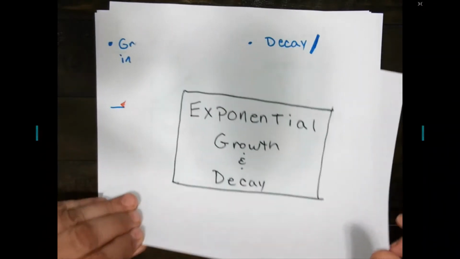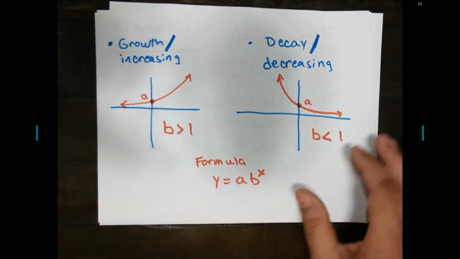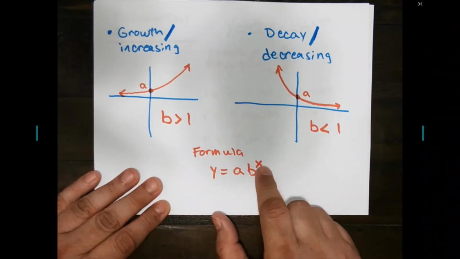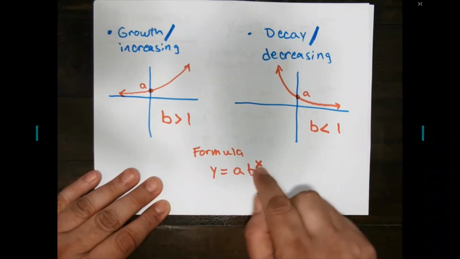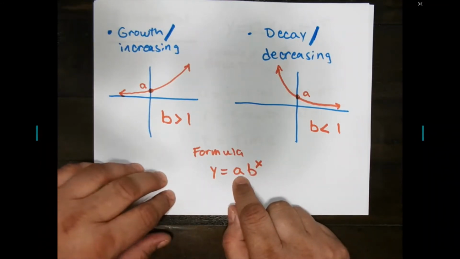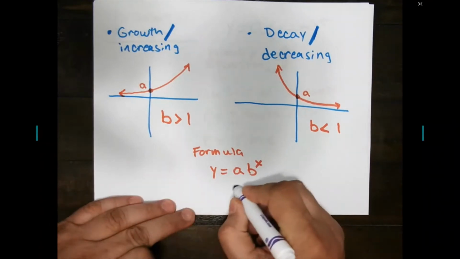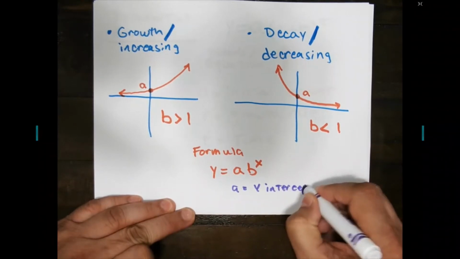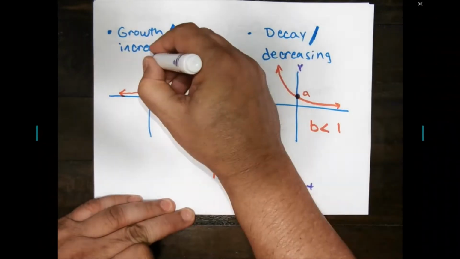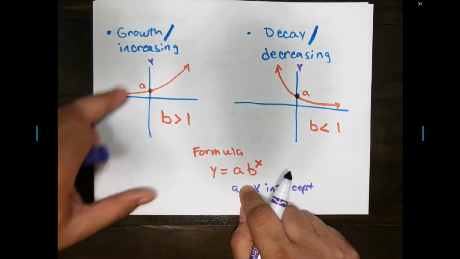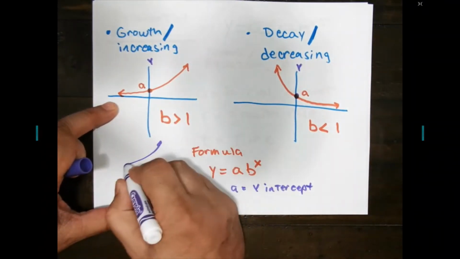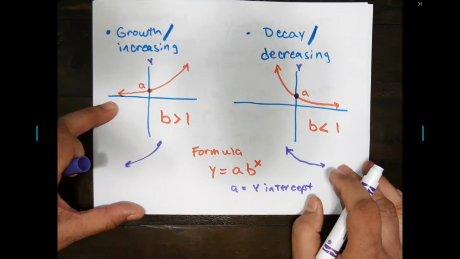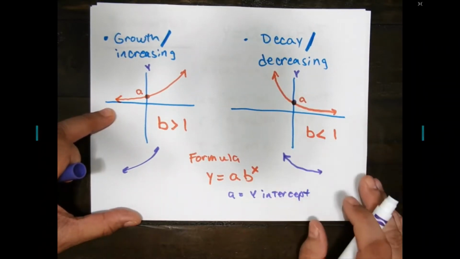If you recall from a previous video, we talked about basic exponential functions and our formulas, and they looked like this: y equals ab raised to the x power. And we knew that a was the initial value, or in this case, the y-intercept. Here's the y-axis. And if b was greater than 1, we knew the function was increasing. If b was less than 1, greater than 0, we knew it was decreasing. And that's important for our applications coming up in these examples.